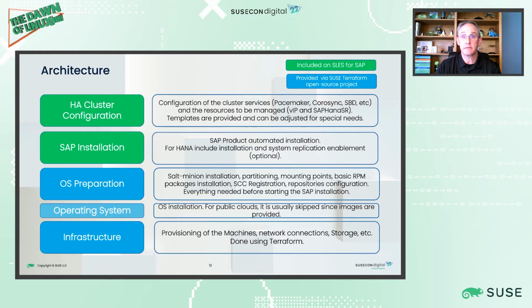The operating system is an available SLES for SAP image in IBM Cloud for Power Virtual Server that is deployed to the operating system disk for each PowerVS instance. The OS preparation is where Terraform passes control to SALT after installing the SALT minion. SALT takes care of everything needed before starting the HANA installation.